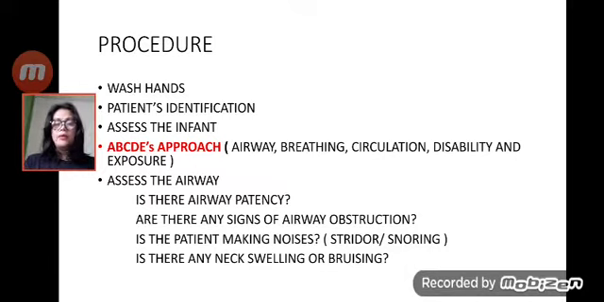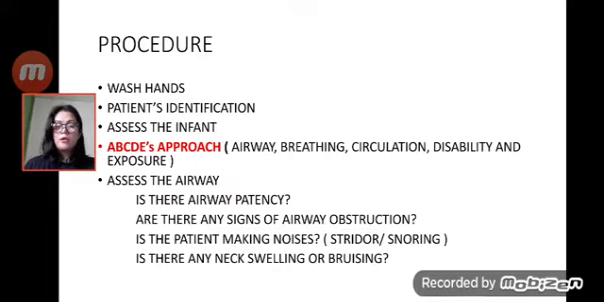So how are we going to assess the infant? You need to do the ABCDE approach. ABCDE stands for the airway, the breathing, the circulation, the disability, and of course the exposure of the baby. So how are we going to assess the airway? We need to ask these different questions in ourselves because we will be doing the assessment on the infant. Is there airway patency? Are there any signs of airway obstruction?